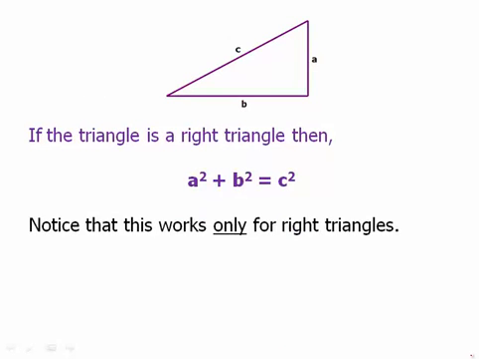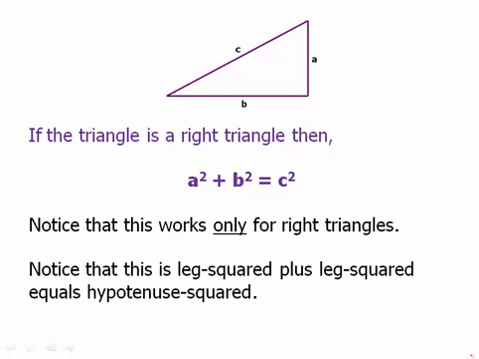Notice this works only for right triangles. If the triangle is not right, if the angle is close to being right, for example, if the angle is 89.99 instead of 90, then this theorem does not work. Notice that this is leg squared plus leg squared equals hypotenuse squared. It's lengthier to say that, but what we're doing is squaring the two legs, adding them together, and that equals the hypotenuse squared. Now that's very important because, of course, we can change the letters around, but it won't change that relationship.